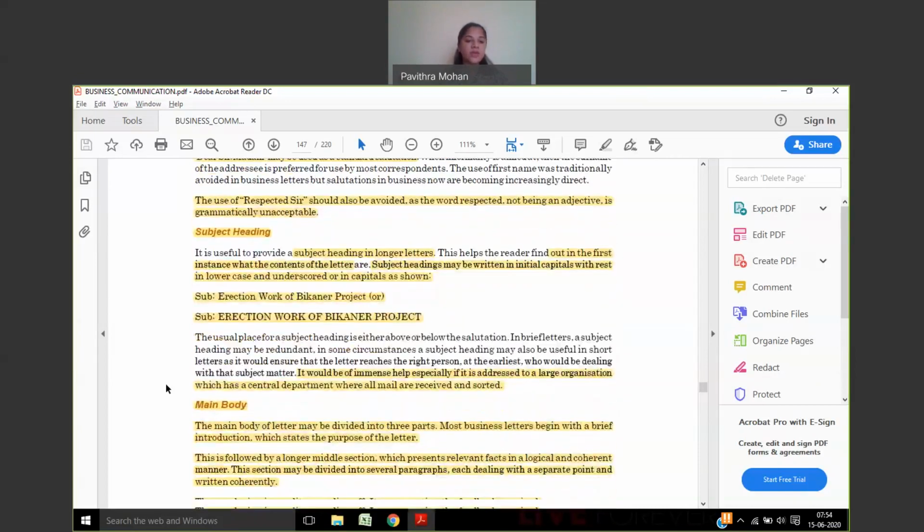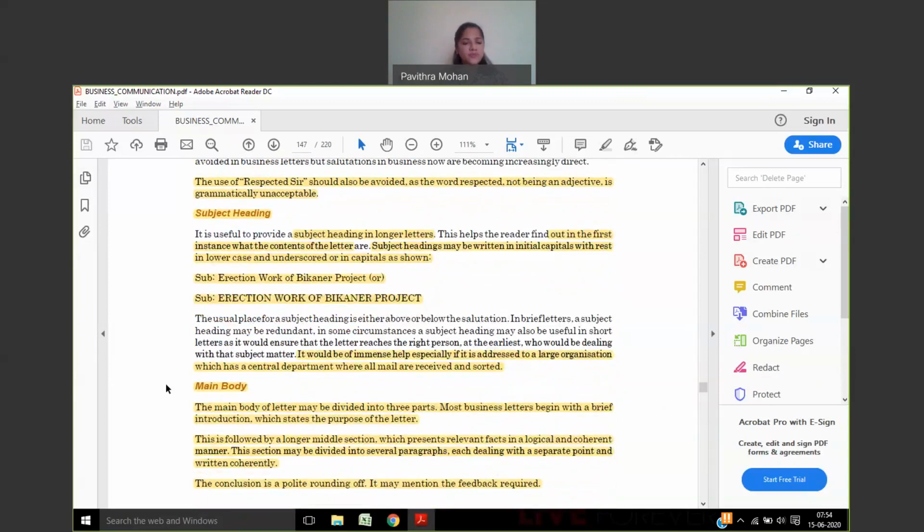Then after this, we have the subject heading. So what happens in the subject heading? The subject heading need not be too long, and at the same time, it need not be too short. It needs to be precise and brief. And we have to give all the relevant information required, in the first instance, about what the content of the letter is going to be.